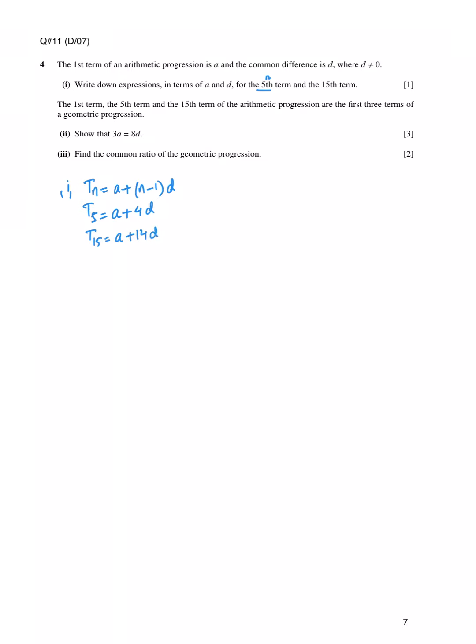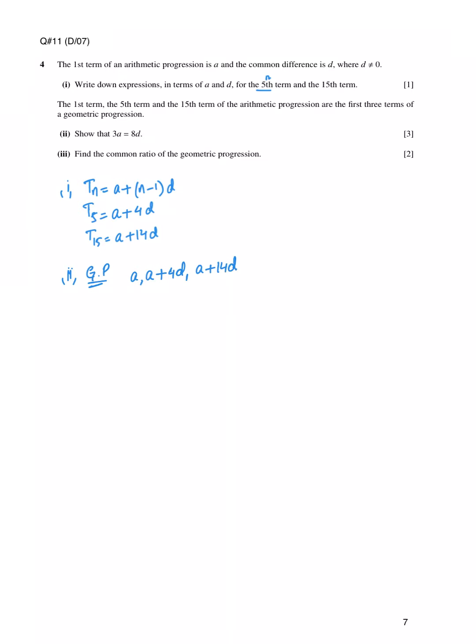After that, the first term, the fifth term, and the 15th term of the arithmetic progression are the first three terms of a geometric progression. Show that 3a equals 8d. For the second part, in the geometric progression, the first term is a, the second term is a plus 4d, and the third term is a plus 14d.